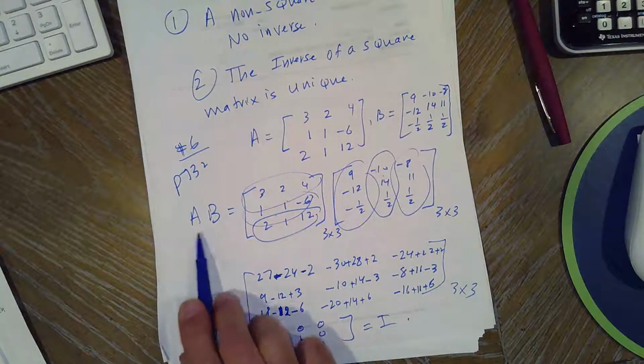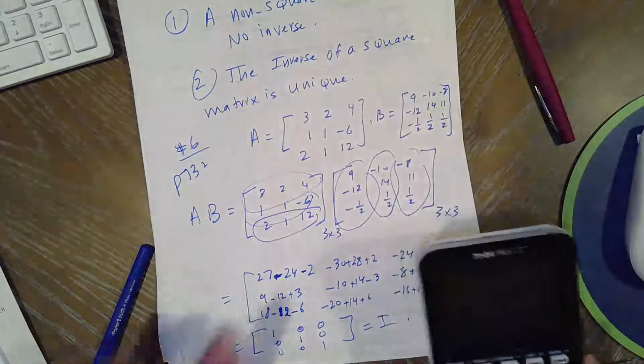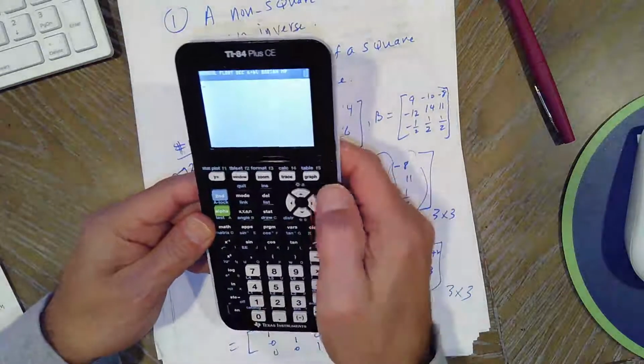I did A times B, you can do B times A, and you can see that. And you can actually have your calculator do the math for you, but remember, you gotta show me the work on the test. This is only to check your answer.